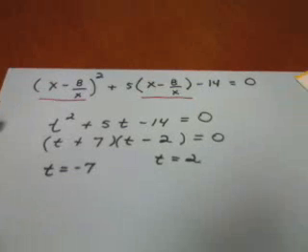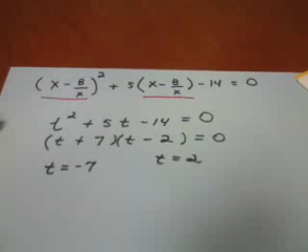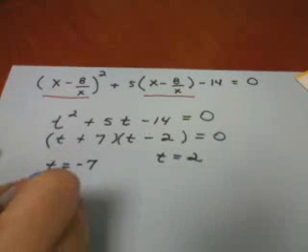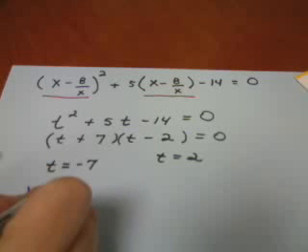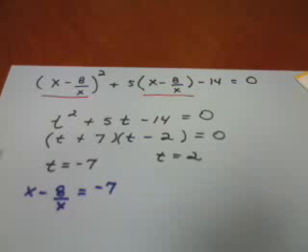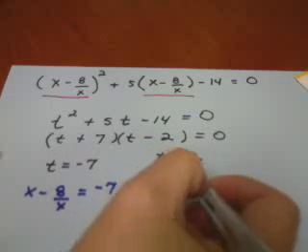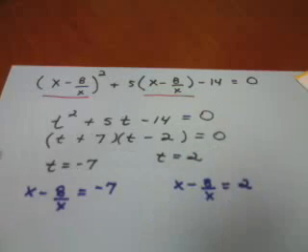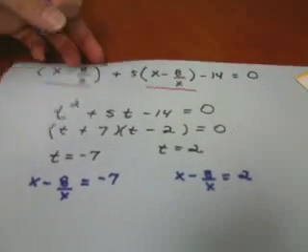Now a lot of people stop here and circle those answers, and they forget that they actually solved for t and not x. You must go back and solve for x. So once you do this, you're going to take what you let t represent, which is the part I have underlined, and substitute it back in. So where I have this t, I'm going to put (x minus 8) over x equals negative 7. And I'm going to do the same thing over here: (x minus 8) over x equals positive 2. And then I'm going to solve these two equations.